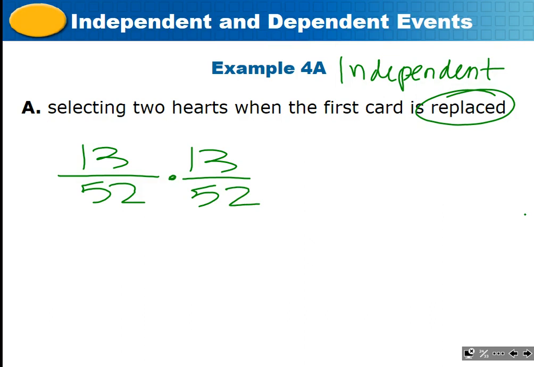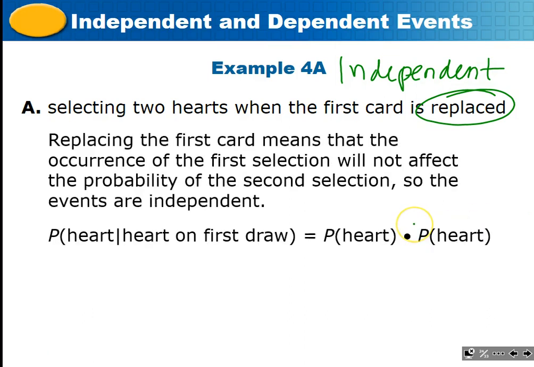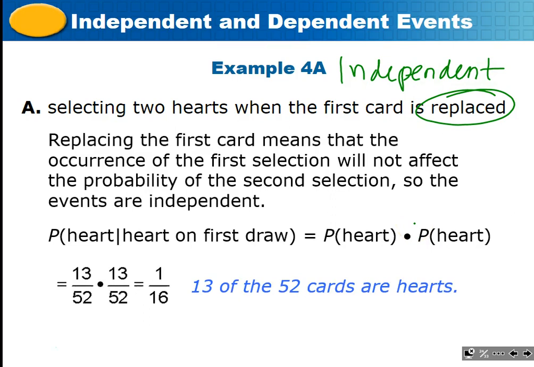So when we do 13 over 52 times 13 over 52, and we put that in our calculator, we're going to get 1 over 16. And remember, when you multiply the 13 times the 13 and the 52 times the 52, it's 13 times 13, which would be 169, over 52 squared. And whatever you get, you can then push math 1 and get it to reduce that fraction.